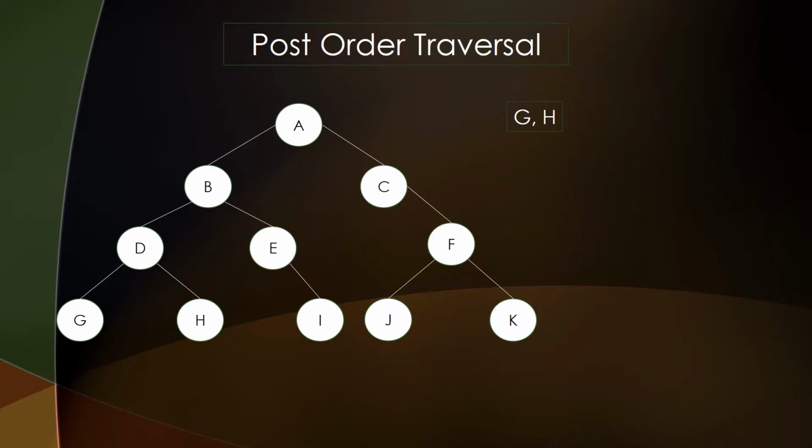Now the next step is to traverse the root node. So finally, for the subtree of D, G and H, since D is the root node, the next node to be inserted into the array will be D, and thus we have inserted D into the array.